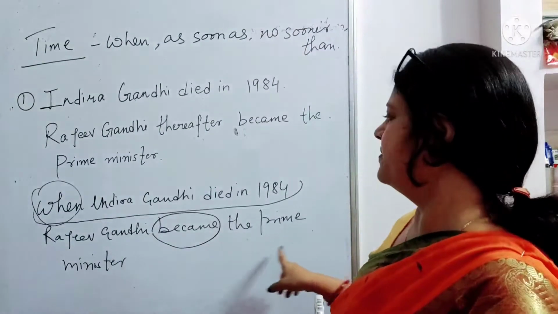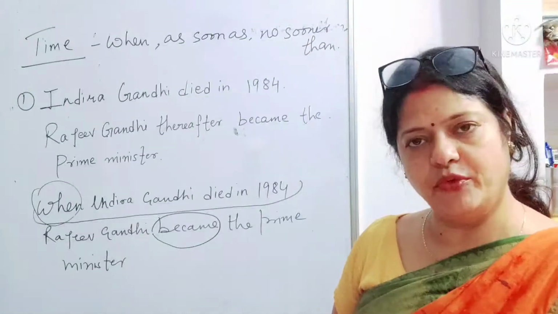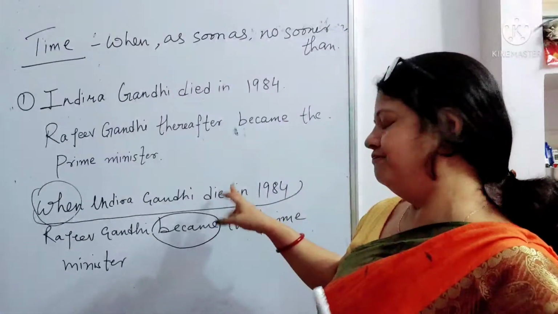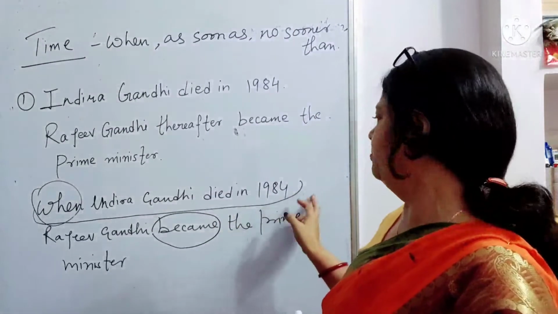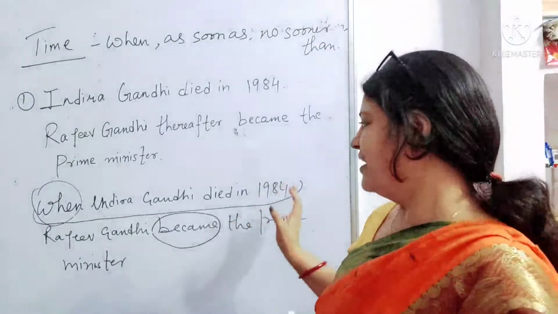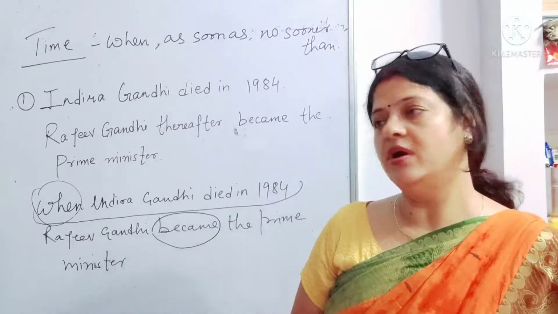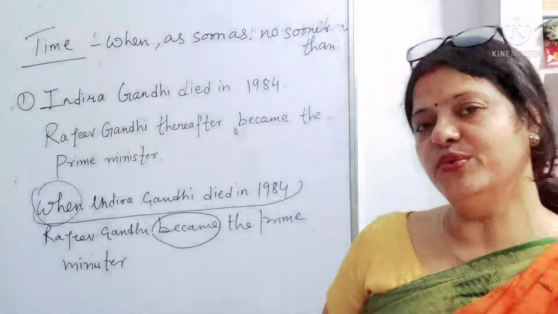Rajiv Gandhi became the Prime Minister of India when Indira Gandhi died in 1984. Accordingly, if you bring the subordinate clause at the beginning of a sentence, you need to put a comma. But when it comes after the principal clause, you don't need to put a comma. So I'm giving another example so that it becomes clear to you.